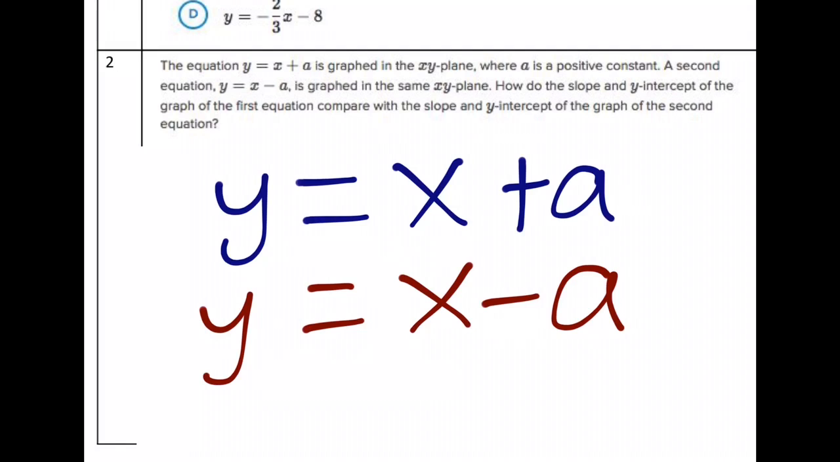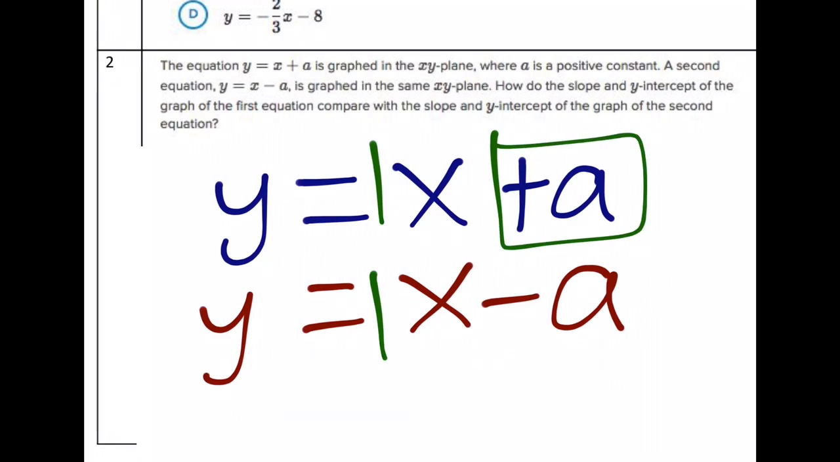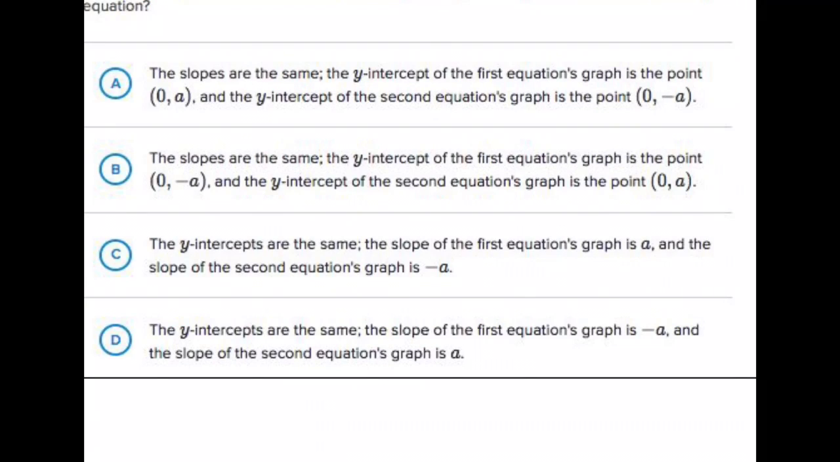They are lines after all. Can we identify their slopes and intercepts? Well, the slope would be right in front of our variable. What does it mean when there's nothing there? Well, they're both a positive 1. So the slopes are the same. How about the intercepts? One is plus a, the other is minus a. As you read over these answer choices, which one best represents this scenario? If you chose A, you would be correct.